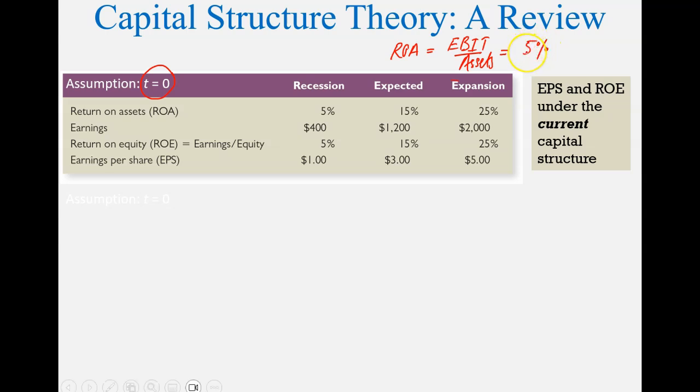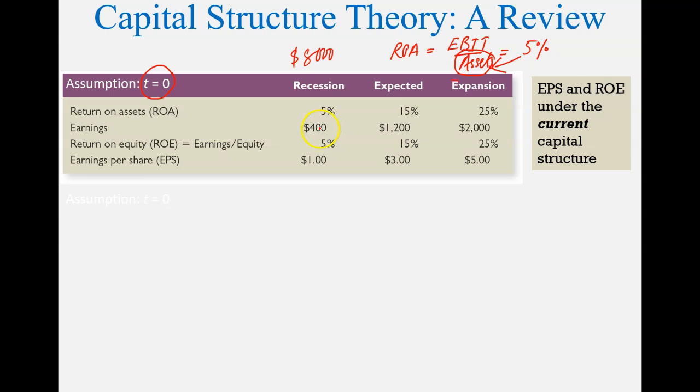Now, this is me, the financial manager, trying to explain the situation a little bit more to you. And I'm saying, look, shareholders, here's the thing. Right now, we are an all-equity firm. Next year, our return on assets can be either 5, 15, or 25%. If that happens, recall that our assets are worth $8,000. And so if our return on assets is going to be 5%, then 5% of 8,000 in the denominator, that's going to be our earnings, $400, right?